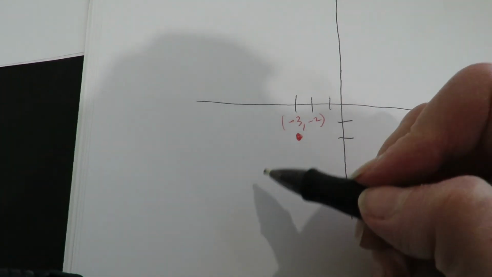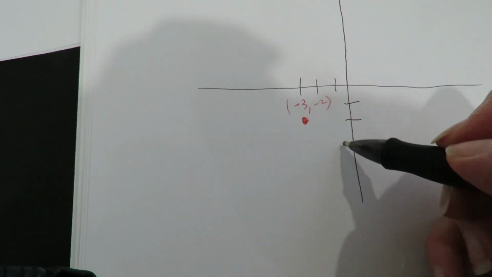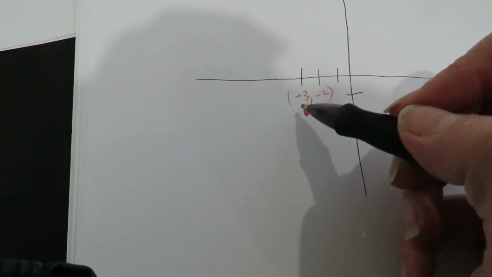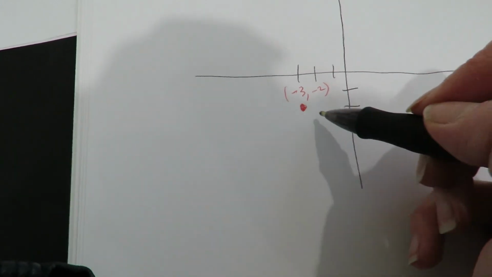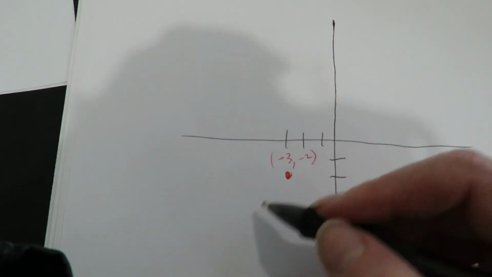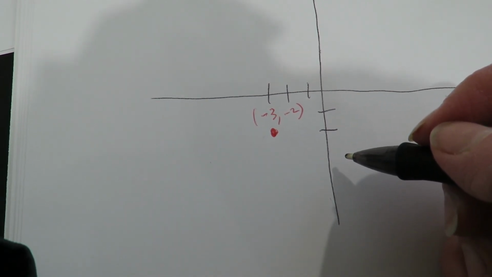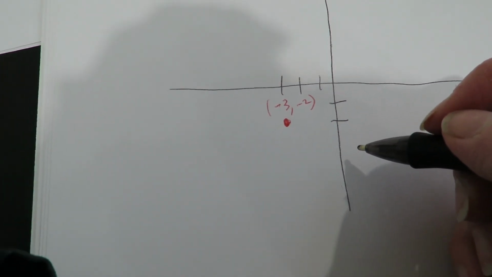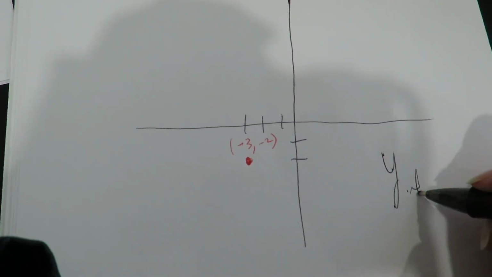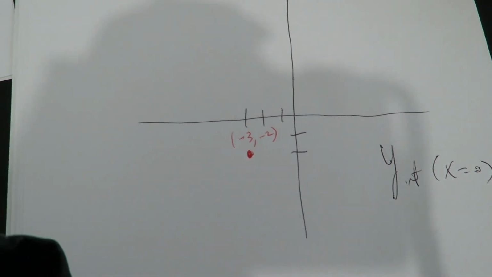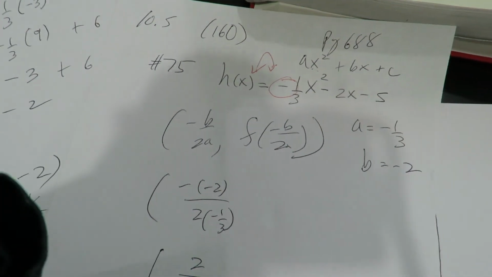Alright, so since it's face down, it is not going to cross the x-axis. So I'm not going to solve for the x-intercepts. If I did, they would come out as complex numbers, and complex numbers do not show up on the graph. You do need a y-intercept here, so make sure you let your x be 0. So I'm just going to plug that in.